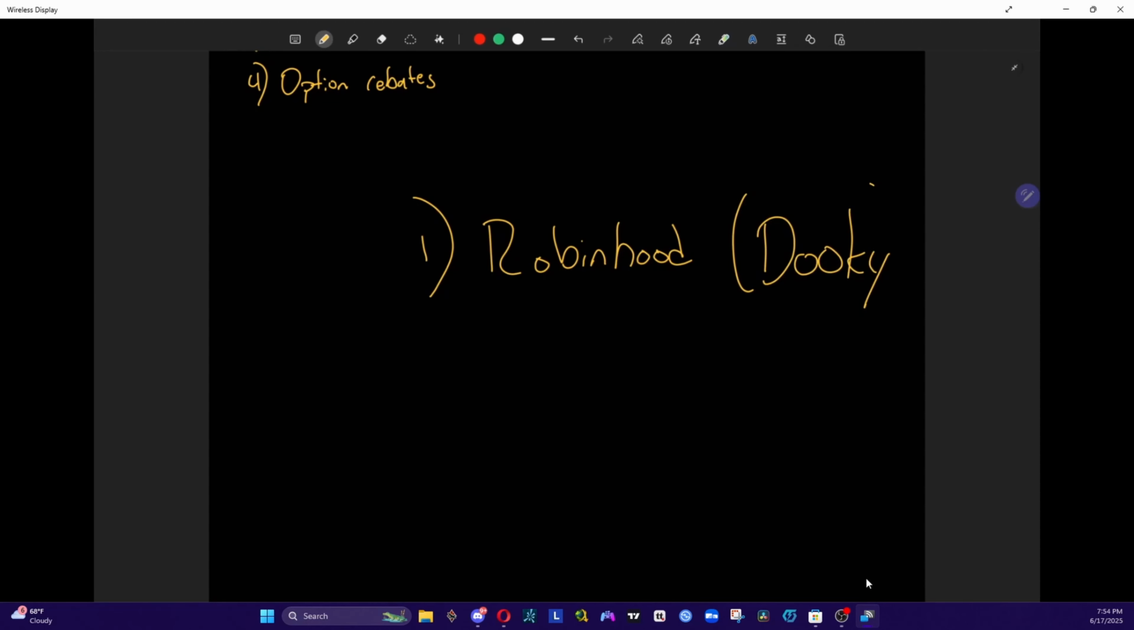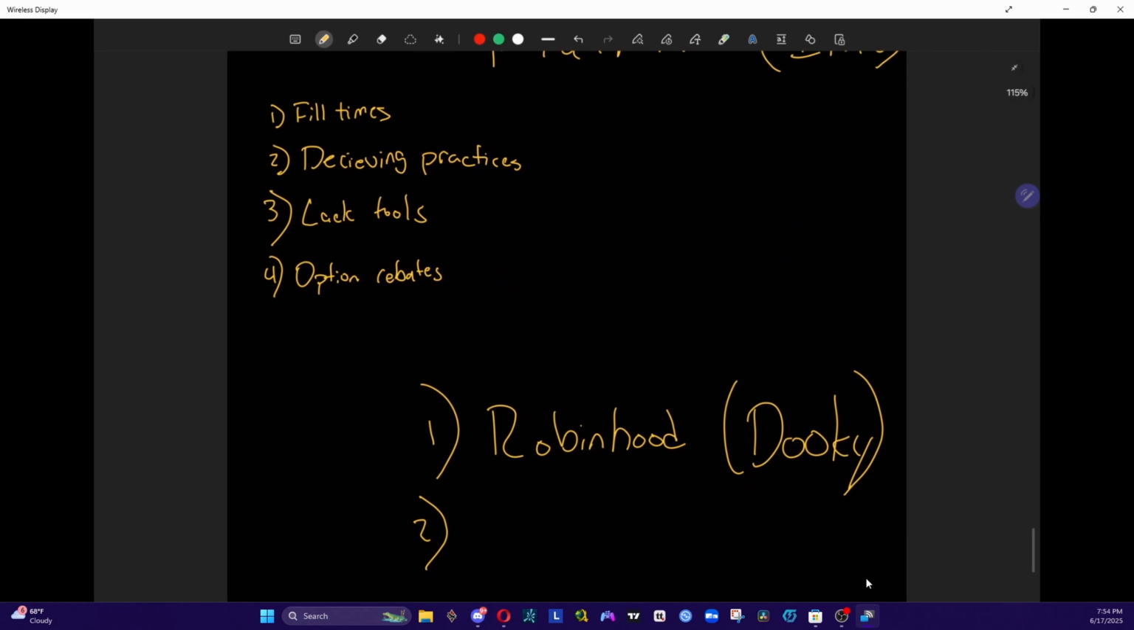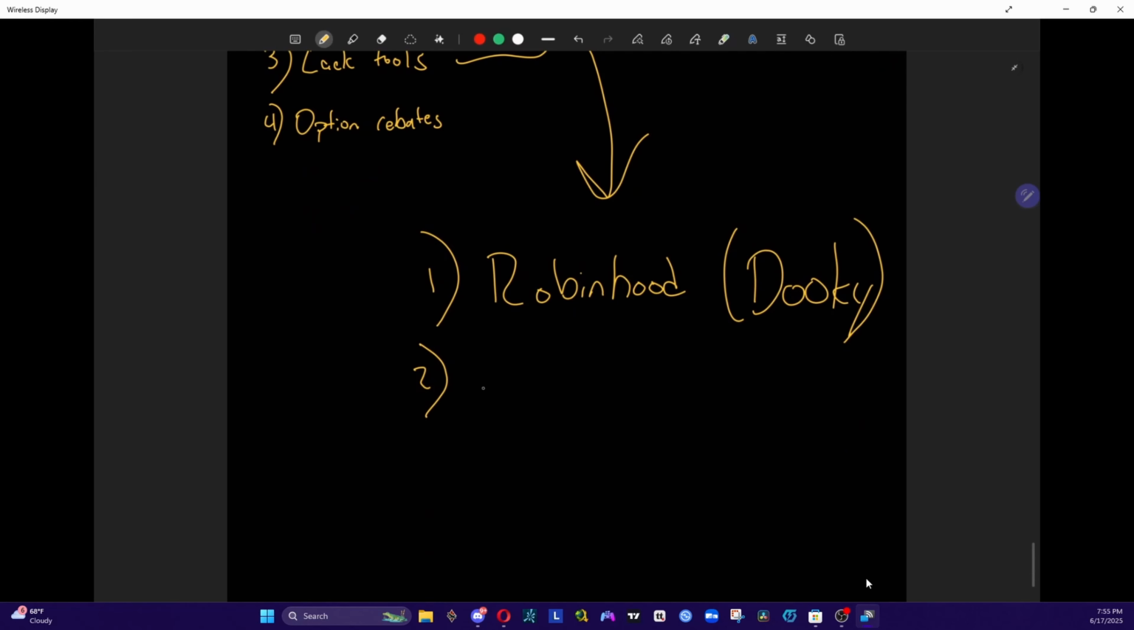So number one, you guys all know what I'm going to say. Robinhood. Bro, this thing is dookie. Can't spell dookie, but we'll just say it like that. Number one, because this literally falls under three of these categories. That is why it sucks. Number two is a tie between Moomoo and Webull, right?